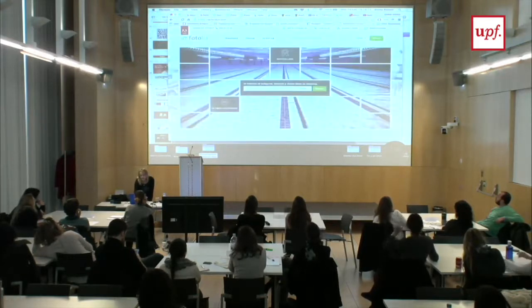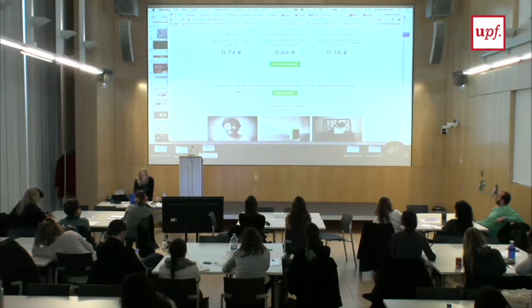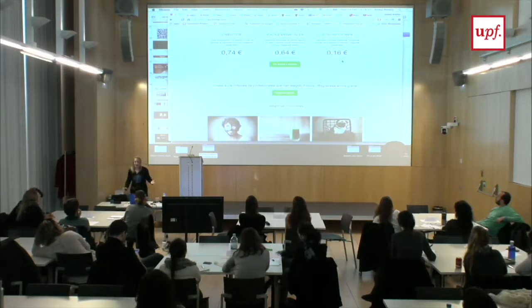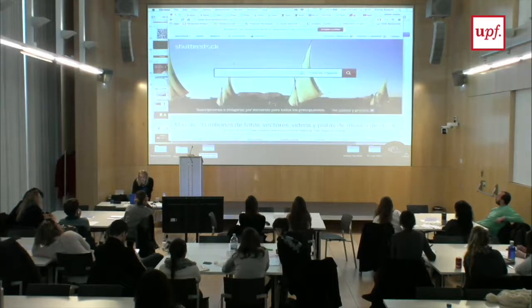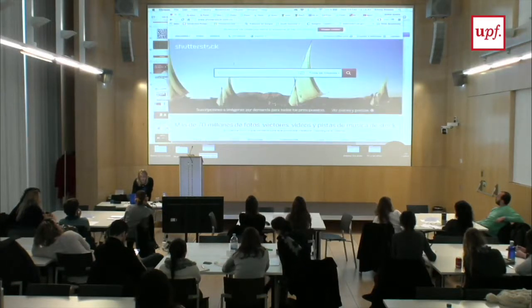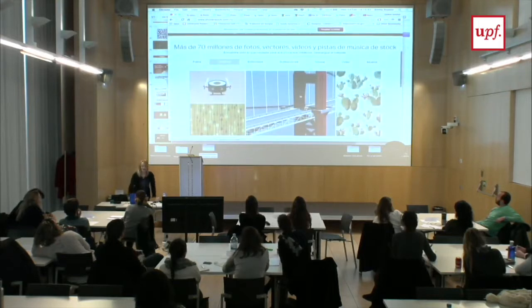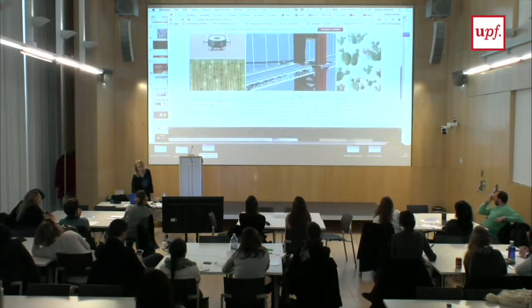Or you can use Fotolia. It's another option to take images. Of course, you have to pay, but the monthly pack is 0.64. If you need a lot of pictures, this is an option. Another option is Shutterstock. This one has 70 million photos, vectors, videos, tracks. So this is an option.